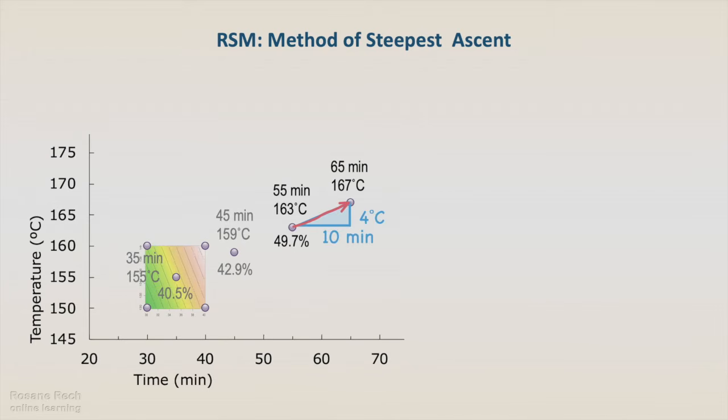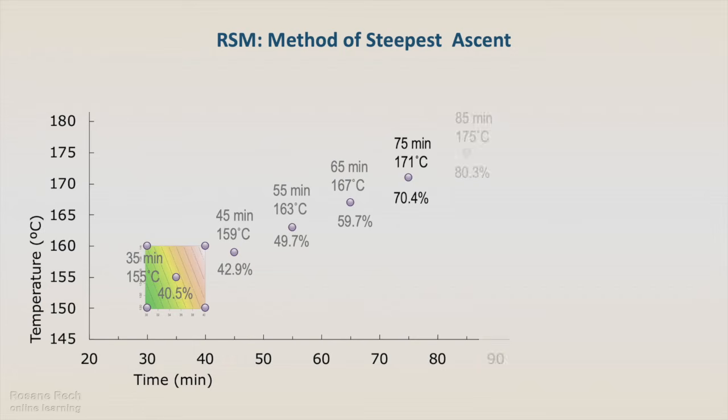Then let's continue and test the conditions 65 minutes and 167 degrees Celsius. The result shows the yield continues to increase. So, still following the steepest ascent, the next test, 75 minutes and 171 degrees Celsius, results in a yield of 70.4%. The next test, 85 minutes and 175 degrees Celsius, shows a yield of 80.3%, still increasing.